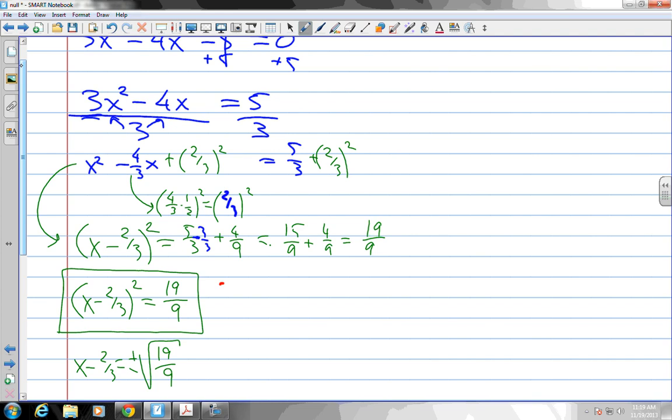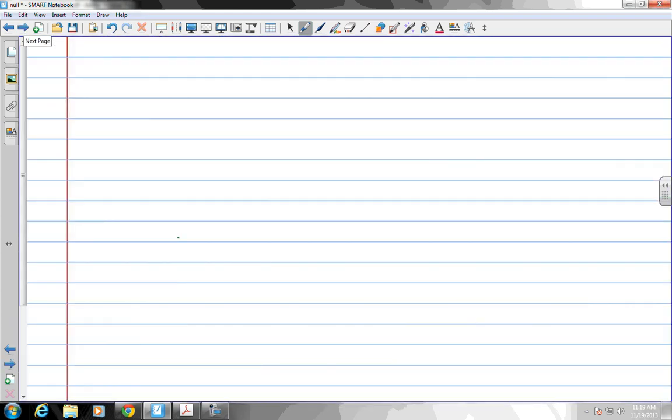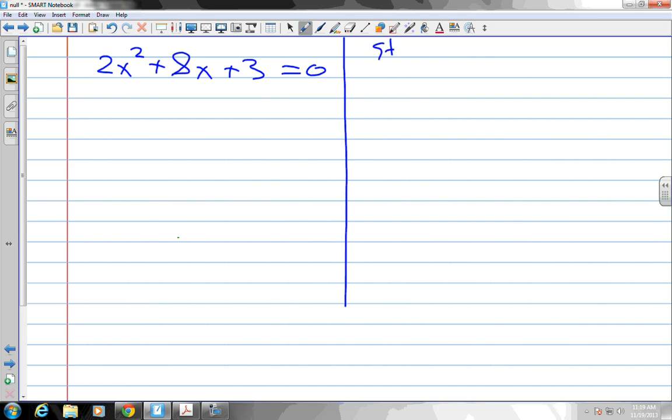This one, I have another example. It came out a little nastier. Maybe this would be the worst case scenario. 2x squared plus 8x plus 3 equals 0. So now you're going to help me. And on this side, I'll outline the steps. Steps, solving by completing the square.